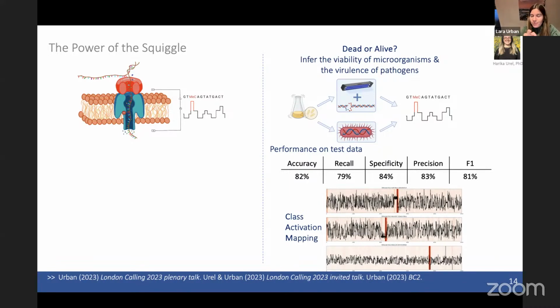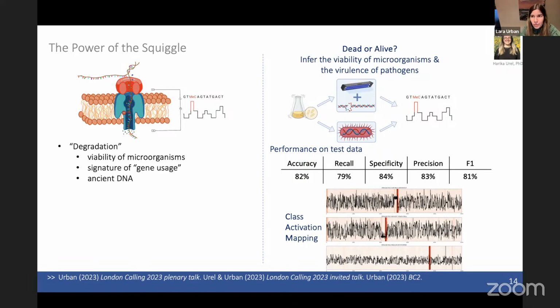But I really like to present this result at the very end of my talks at the moment, because I'm also thinking that this power of the squiggle, right, could really open a new avenue of different sorts of research in the genomics field.